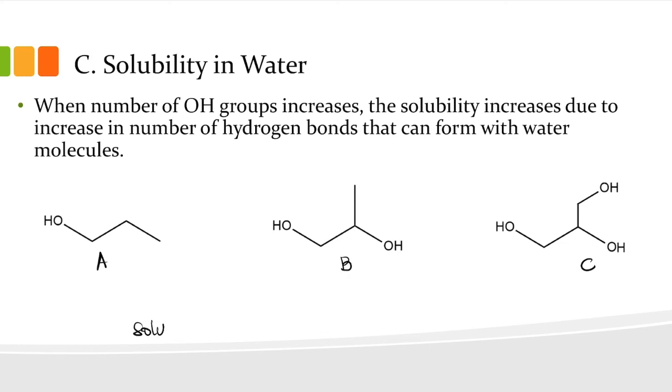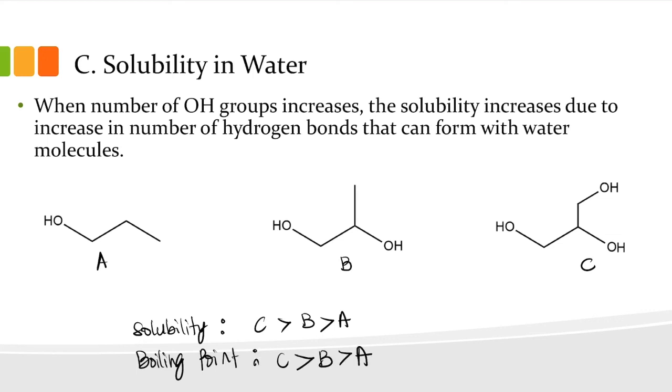We have these three structures here. We label them as A, B, and C. The order of decreasing solubility is C, B, A. And the order of decreasing boiling point also will be C, B, A.